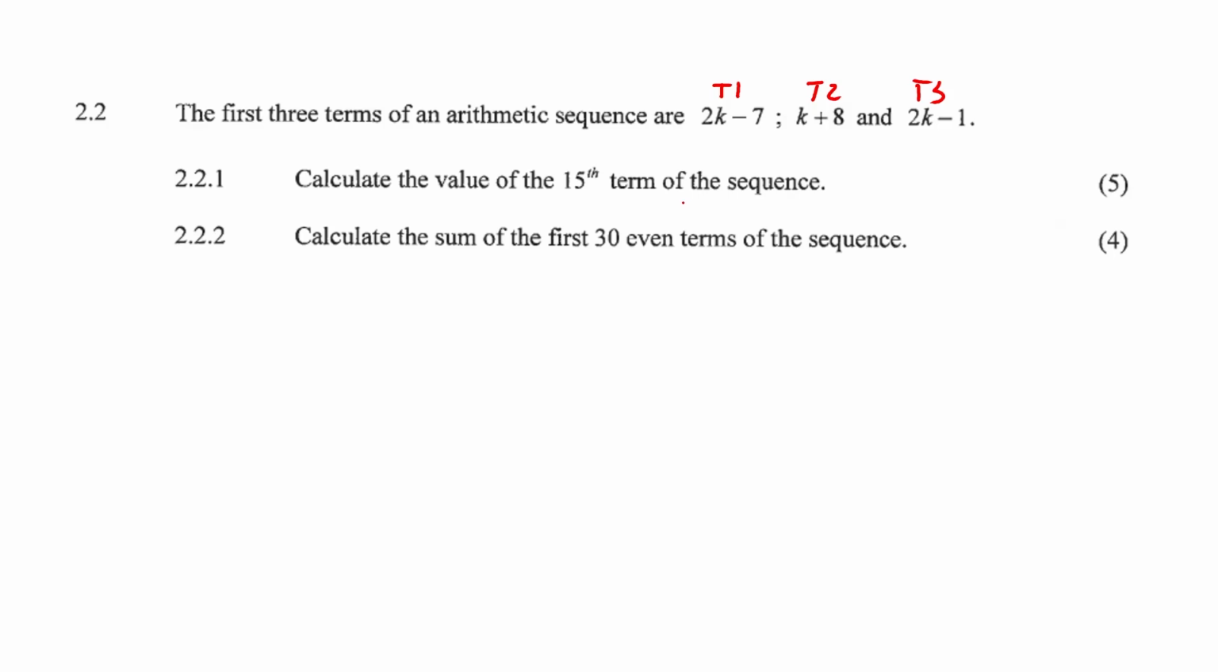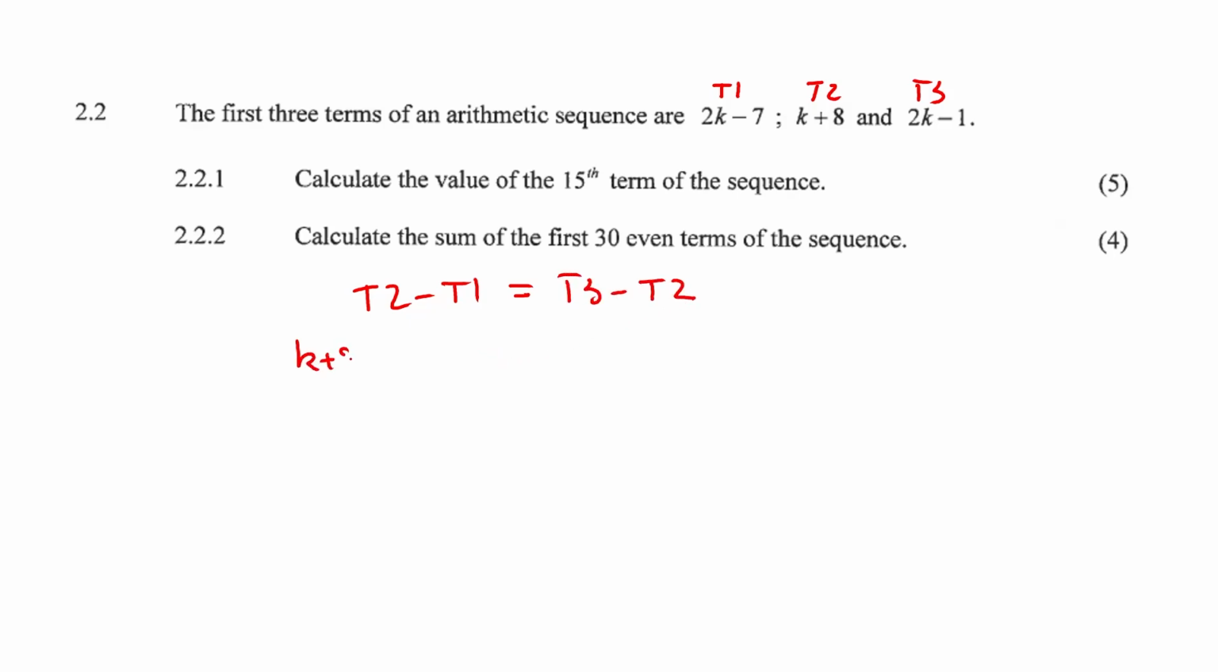So firstly, we need to get our sequence. Like, we need to know what term 1, term 2, and term 3 is. So let's get our first three terms. It's an arithmetic sequence, so we're going to use the formula term 2 minus term 1 is equal to term 3 minus term 2. Some relatively basic theory there.